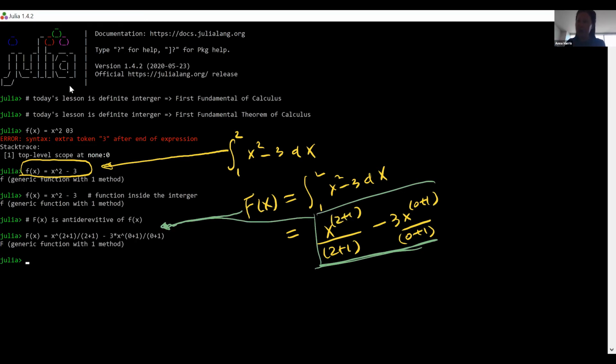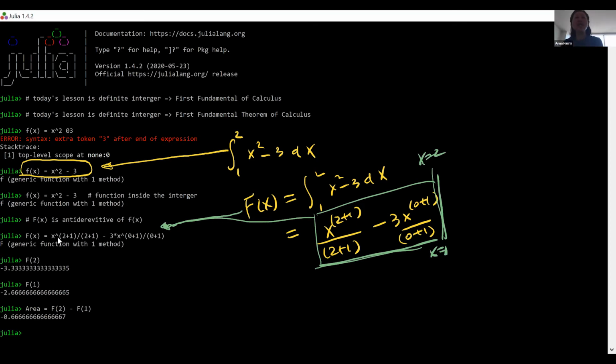Now I need to evaluate this where x equals 2 and x equals 1. So this is what you need to do. You compute F of 2, which gives you a number, and F of 1, which gives you a number. So the area is equal to F of 2 minus F of 1.